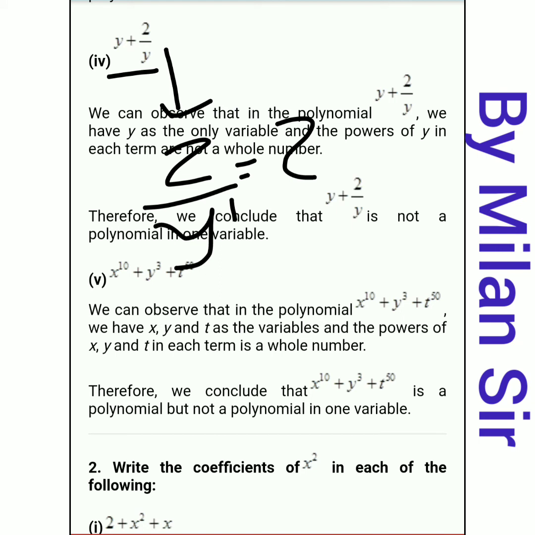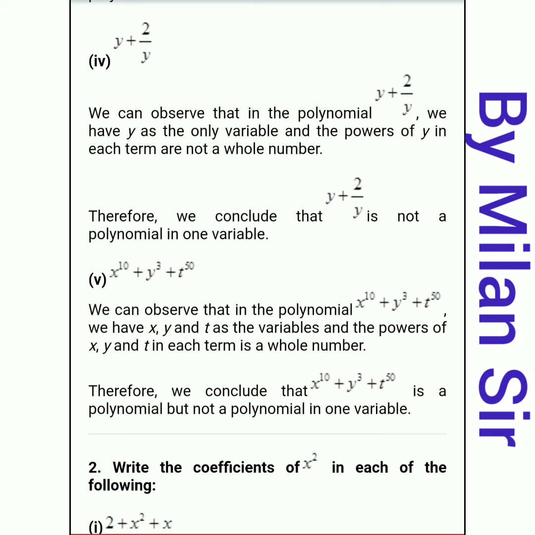Now if we transfer y to the numerator, then its exponent becomes negative, minus 1. This thing we learned in standard 7 and 8, exponents and powers, right? So if we transfer y from the denominator to the numerator, then the exponent becomes negative. So here the exponent is minus 1. Again it is not a whole number, right? Here the exponent is not a whole number, that's why this is not a polynomial. So what is our answer?